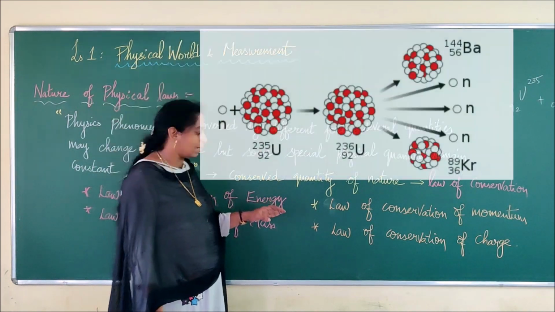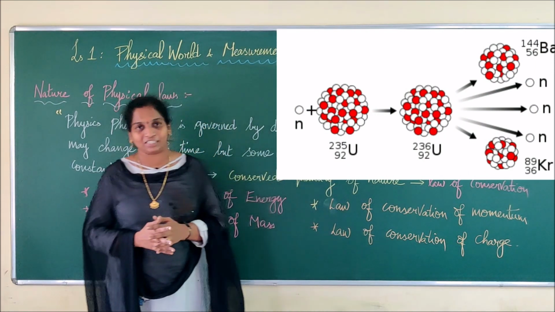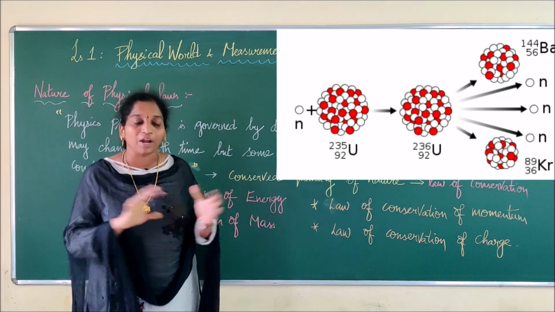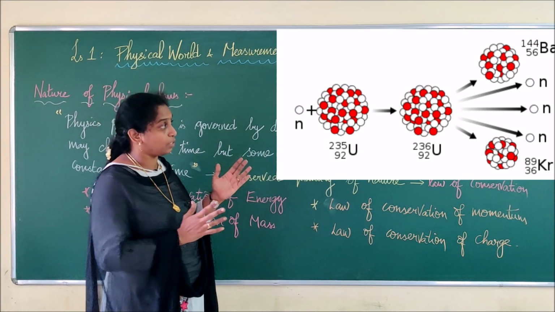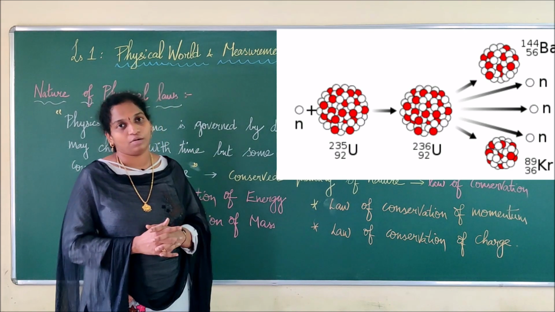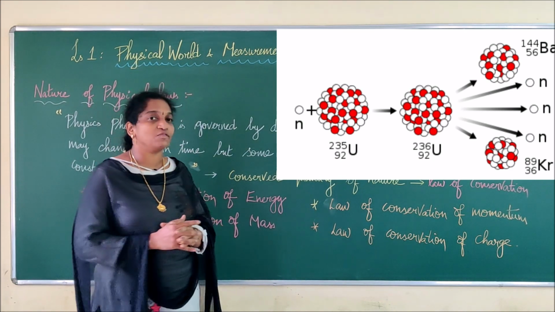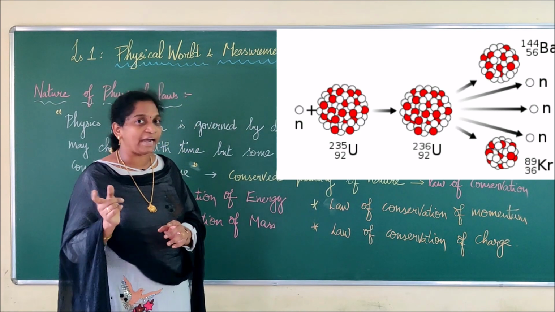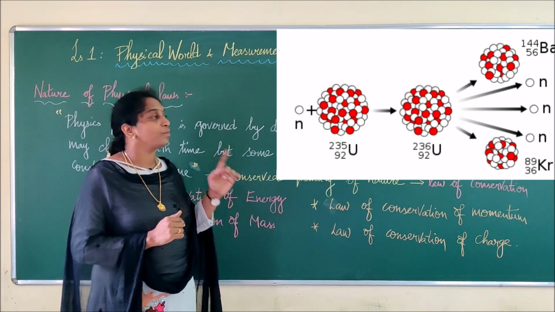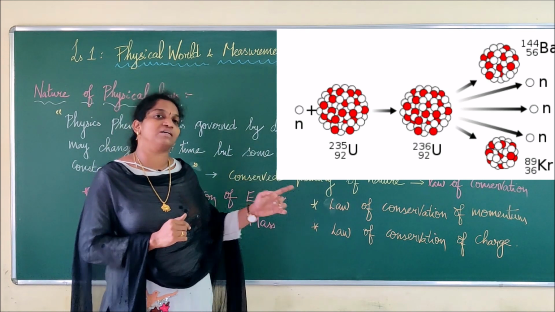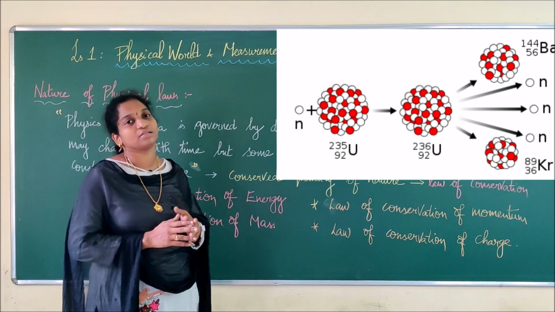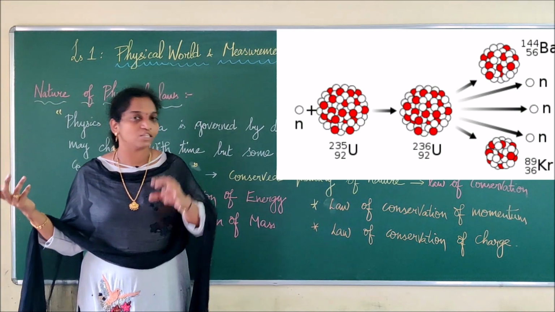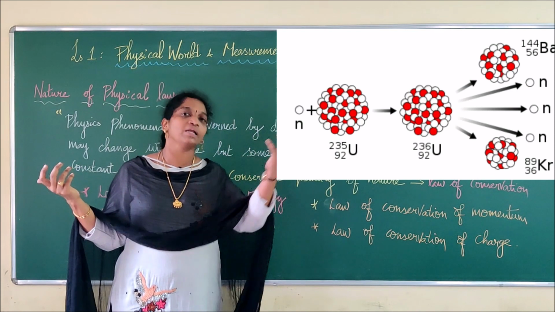If we want to take an example, we can take uranium. Uranium 92, that is 235, is bombarded with one neutron. It breaks down into barium and krypton. Right? So barium has 56, then krypton has 36. If I add 56 and 36, it gives rise to what? 92. So uranium 92 is the same as what? It has barium and krypton.